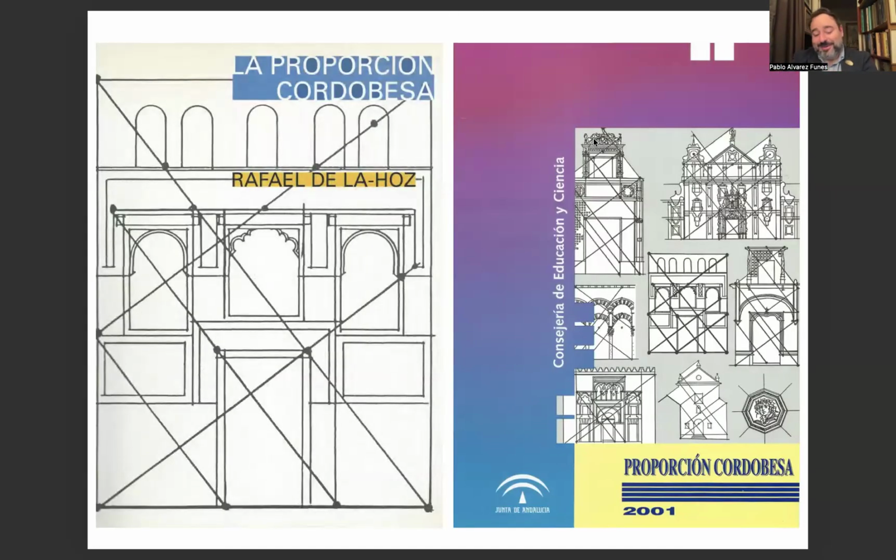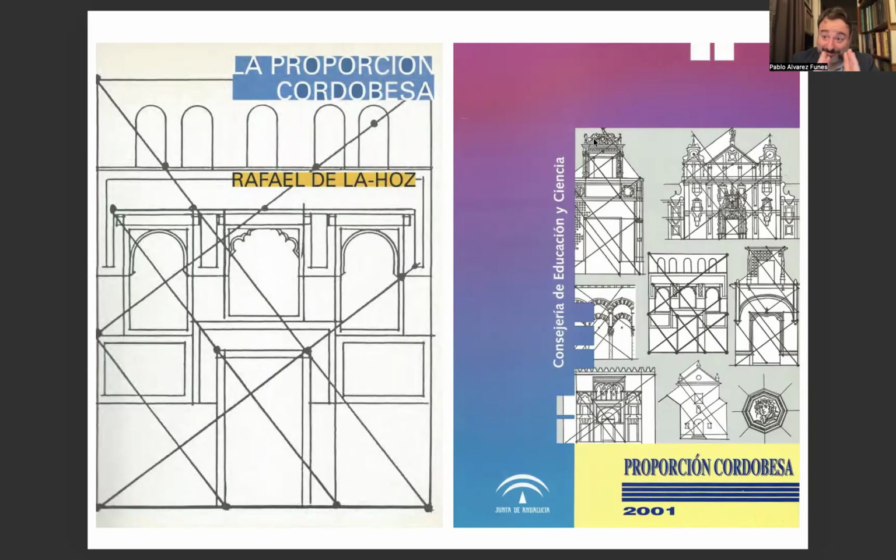And now we're coming, and I have to apologize. I know that I told you that I wasn't going to talk about the golden ratio. I'm not going to talk about the golden ratio. I'm going to talk about something even better: the Cordoba proportion. If you have seen the Ancient Aliens, if you have seen the golden ratio applied to Donald Trump's hairstyle, that's nothing compared to the Cordoba proportion.